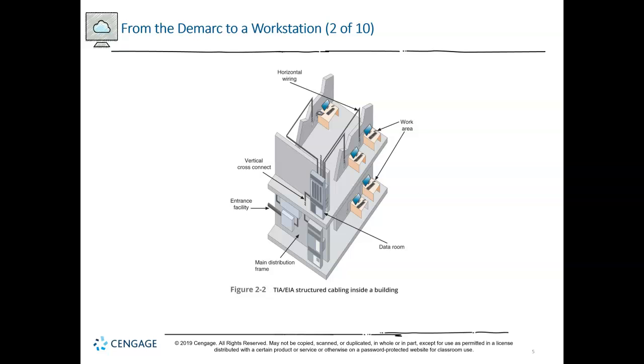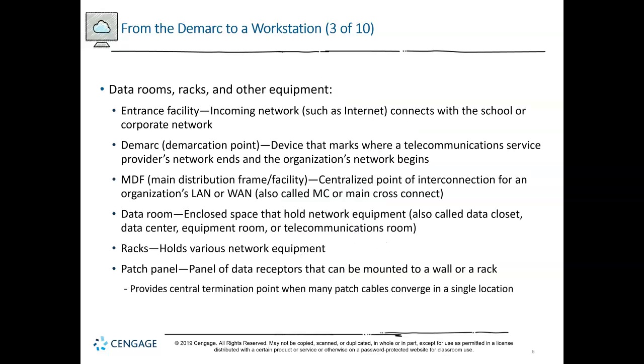So MDF, main distribution frame, again, that's where our data comes in. That's typically going to feed into our data closet if we have one. And then individual areas are connected with what we call horizontal wiring. So lots of terminology in here. That demarc is important. It lets us know who we need to call, who we need to deal with.